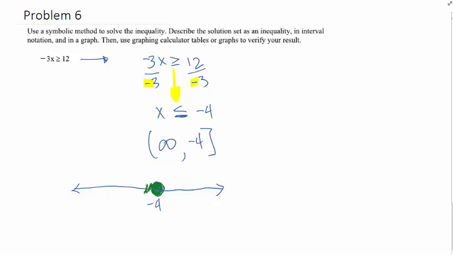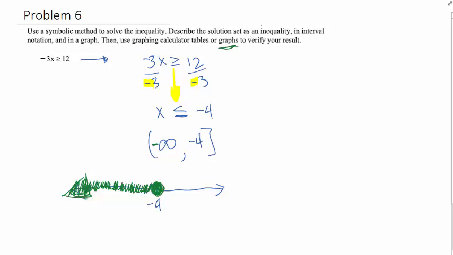And anything that's less than that, we would shade in. And since we are going all the way to -infinity, oops, this is a negative. Let's put -infinity there. Since we are going all the way to -infinity, let's also boldface the arrow. So this is our graph. Now they asked us to use a graphing calculator, tables or graphs to verify your results.